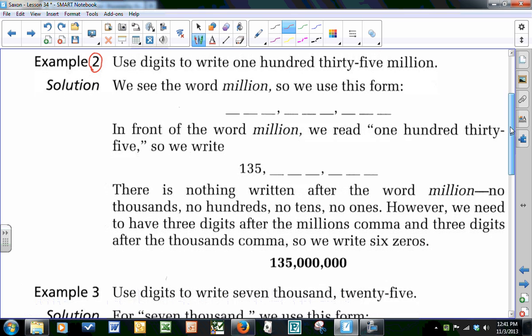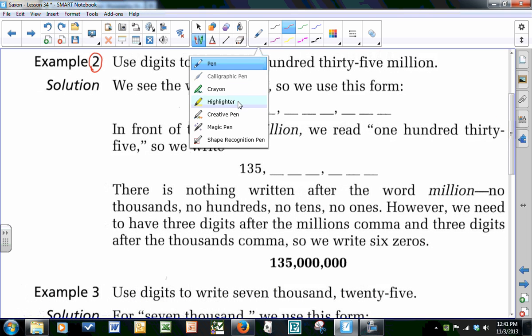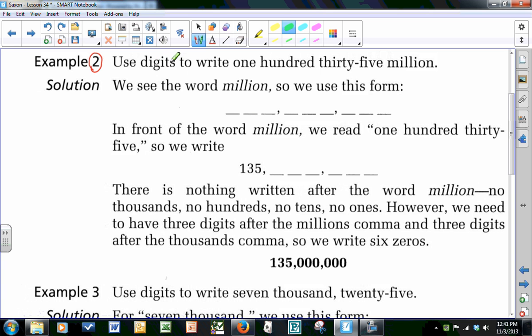That's right. Let's look at example 2. Oh yeah, let's do it. Use digits, that's what we're going to be focusing on in this lesson, to write 135 million. Whoa! Turn to your neighbor or silently to yourself and say, oh my, that's a big number. I wish I had that much money. Well, maybe you will someday if you work hard.